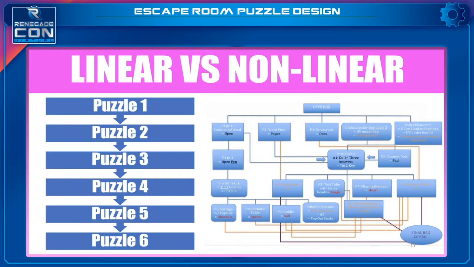And a nonlinear game, which is also called an open plan game, has multiple paths. You can start in many different places. You're going to have to solve everything eventually, but it's really up to you and your group how you're going to solve it. And this crazy picture here is actually the map of our first game, Werewolf Experiment. So you can see how many different paths are open to people right when they open the box. And we can switch slides.